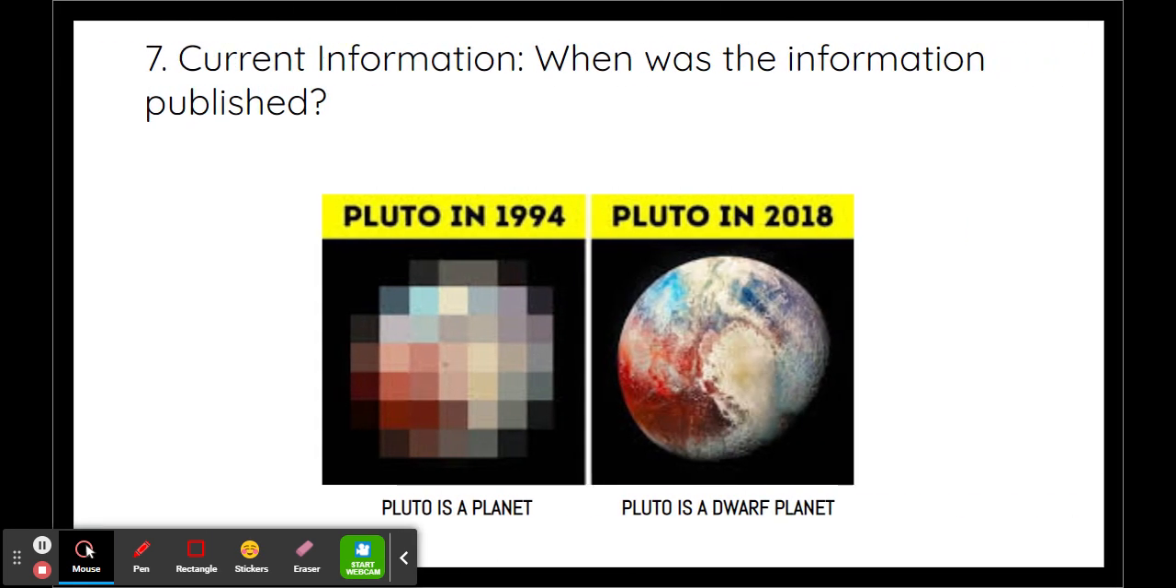Number seven, is it current information? When was it published? So this is actually from one of the texts that we read. In the video, they said they looked at Pluto in 1994, and this was the picture of it. But this is a picture in 2018. If you're on a website looking at information and the pictures look like this, probably not credible. You want to look at the most recent information, and it usually tells you when it was published at the bottom.